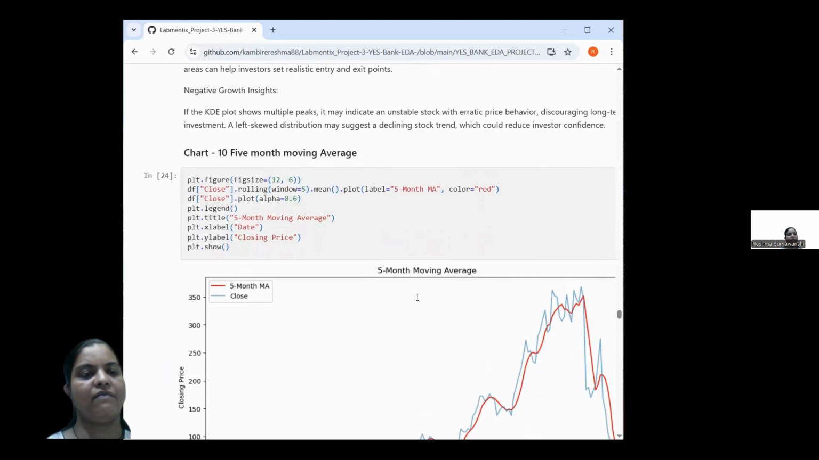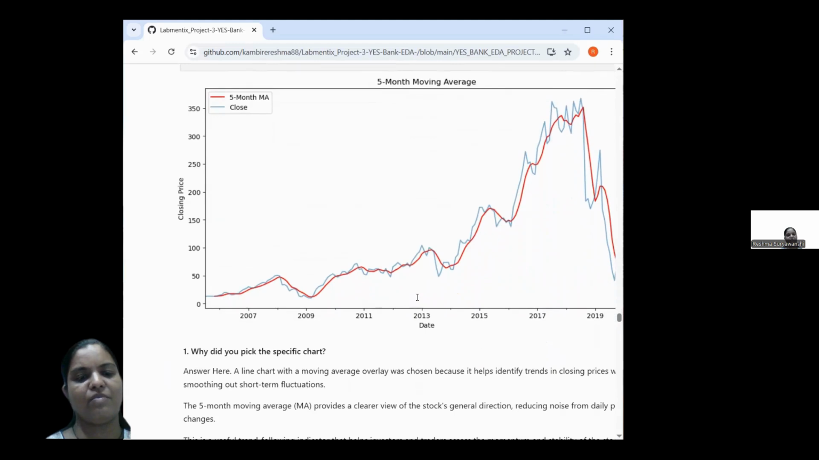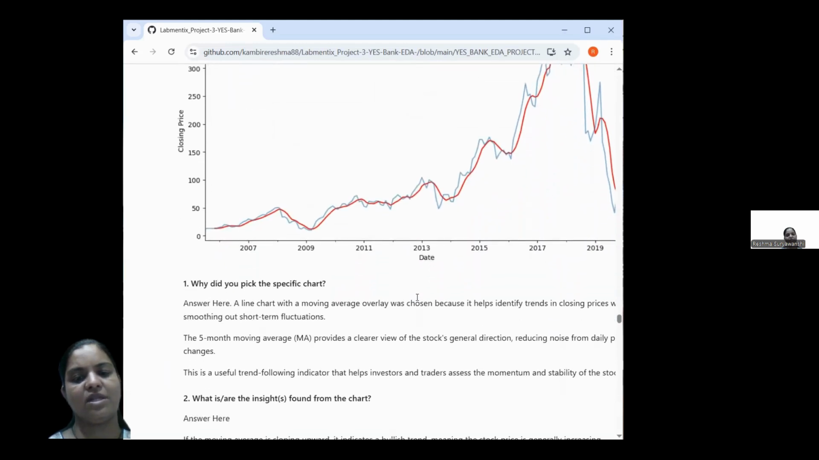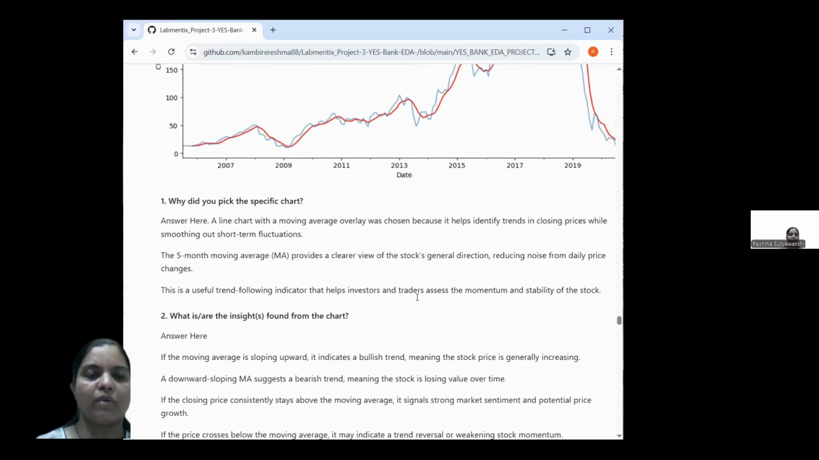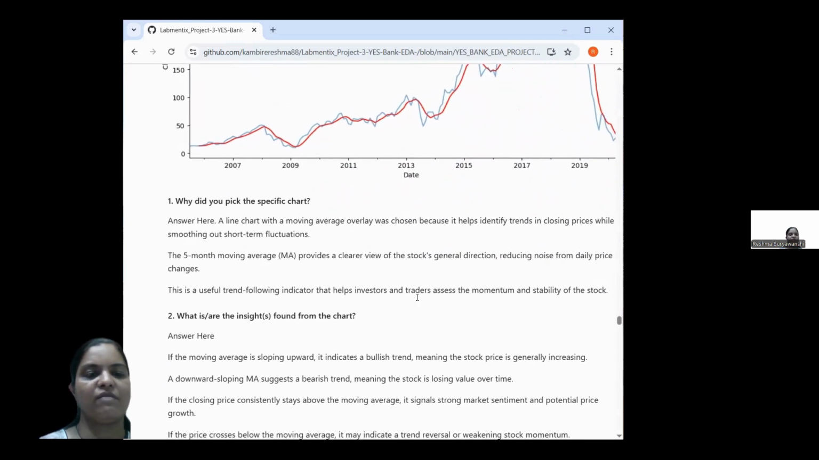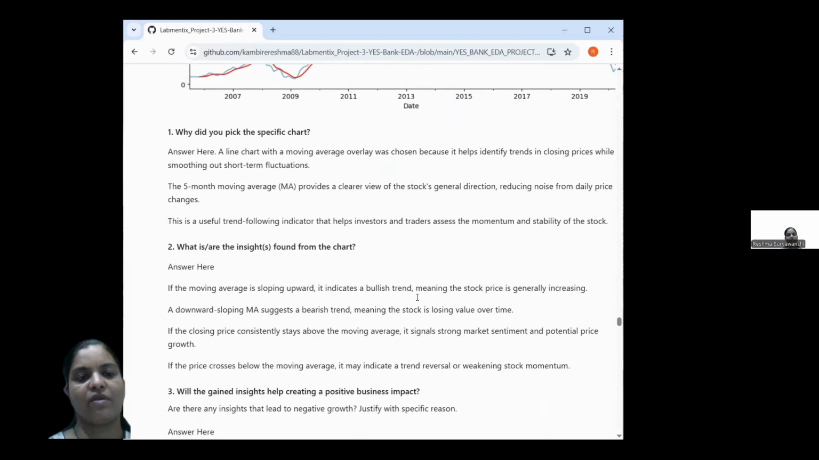Here, 5-month moving average, where a line chart with the moving average overlay was chosen because it helped identify trends in closing price while smoothing out short-term fluctuations. So the 5-month moving average provides a clear view of the stock general directions, reducing noise from daily price changes. So this is useful trend following indicator that helps investors and traders assess the movement and stability of the stock.